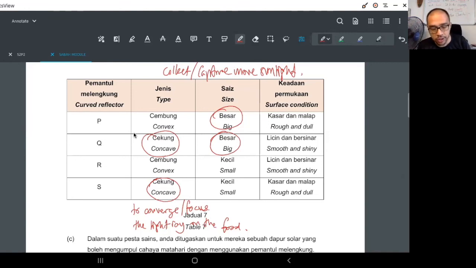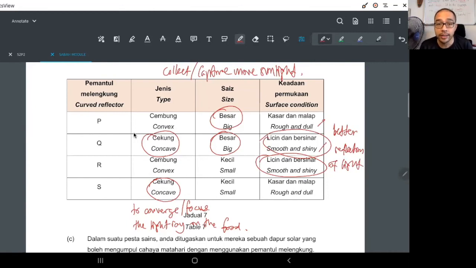Surface condition. Do we want rough and dull or smooth and shiny? This one is a no-brainer. This one is science Form 1. Definitely we want smooth and shiny, so that it will be able to reflect better. Better reflection of light. So obviously our best choice will be Q. Q will be the best choice.